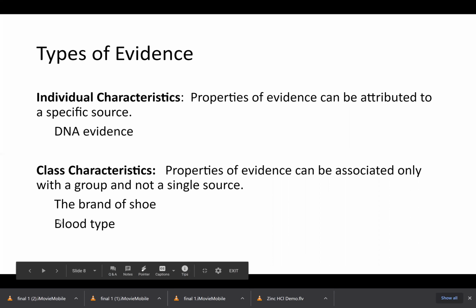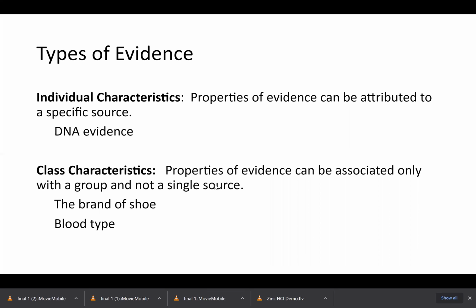Or say your blood type. A blood type could be a class characteristic. So, what percent of the population has type O blood? Well, pretty high. So class characteristics narrow it down, but can't identify a specific individual. Individual characteristics do.